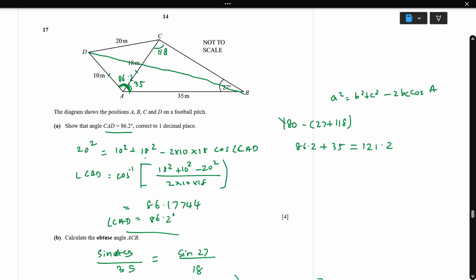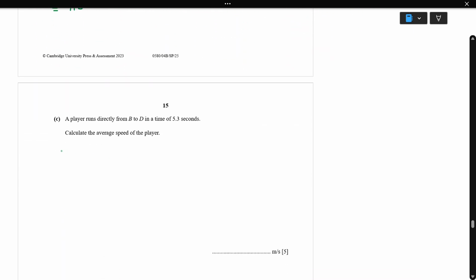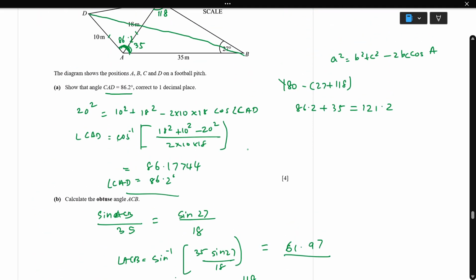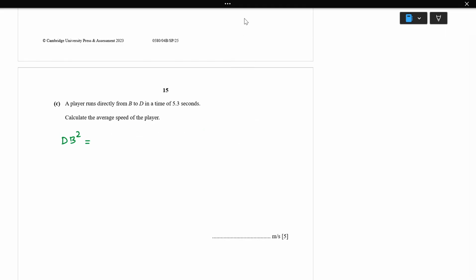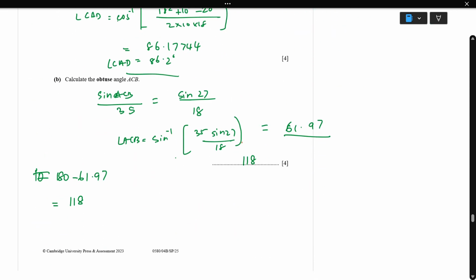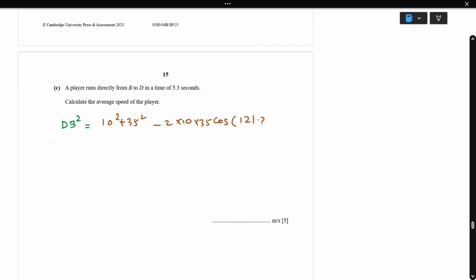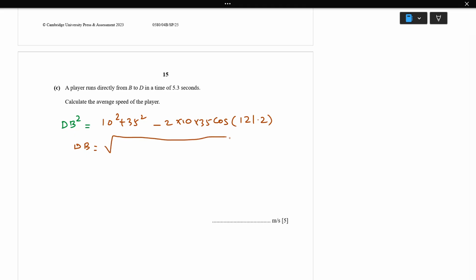So again we are going to use the cosine rule for DB. DB squared equals, the sides are 10 and 35, 10 squared plus 35 squared minus 2 times 10 times 35 into cos 121.2. There is a square on the left side, so DB equals the square root of that. The answer is going to be 41.8.